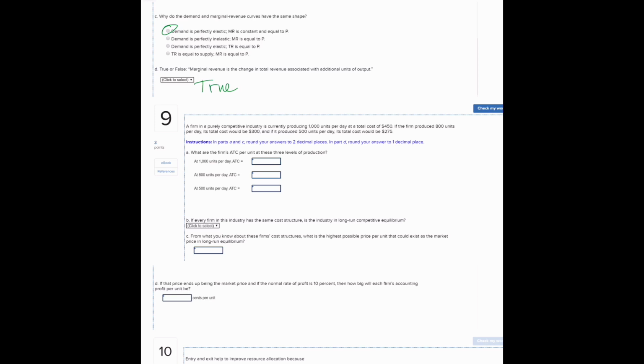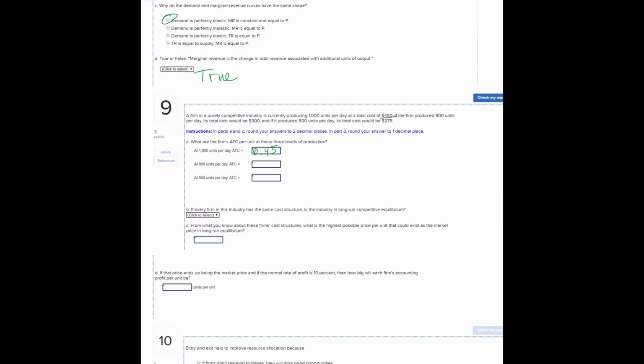So we're going to want to find out our total cost, and then we can divide by the number of units to get our average total cost. So total cost at 1,000 units per day is 450. So we're going to take 450, divide it by those 1,000 units, and we get 0.45, so 45 cents per unit. If the firm produced 800 units per day, total cost of 300, so we're going to take that $300, divide by the 800 units, and we get 0.38. And 500 units a day, the total cost, 275. Same thing, we'll do the division and we get 0.55.